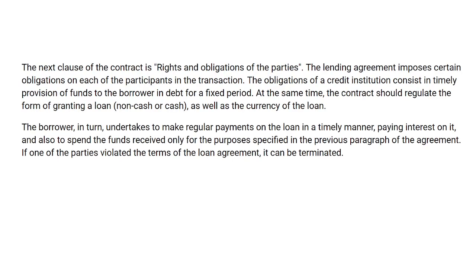The next clause of a contract is rights and obligations of the parties. The lending agreement imposes certain obligations on each of the participants in the transaction. The obligations of a credit institution consist in timely provision of funds to the borrower in debt for a fixed period. At the same time, the contract should regulate the form of granting a loan, non-cash or cash, as well as the currency of the loan.